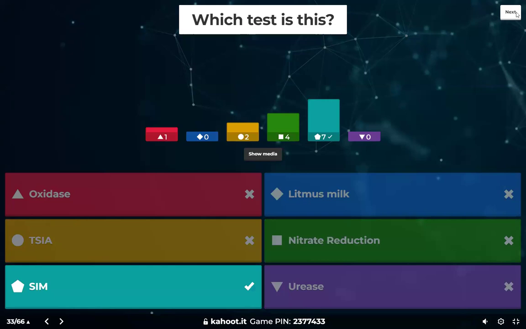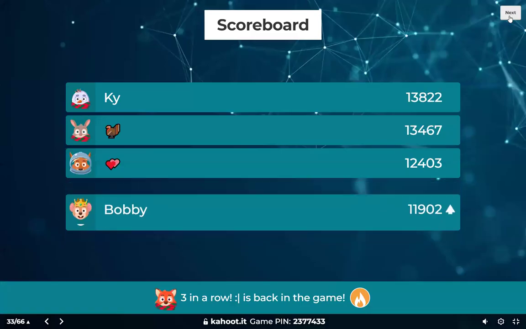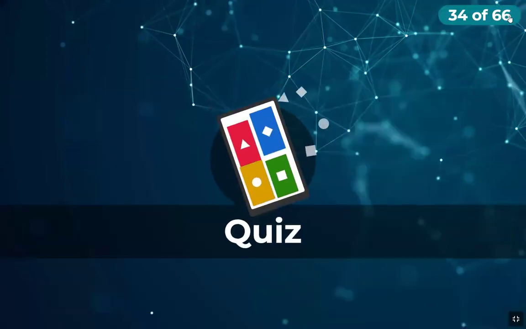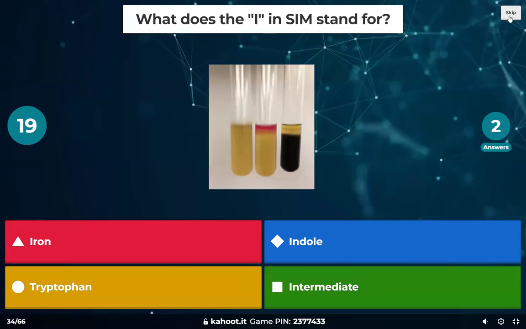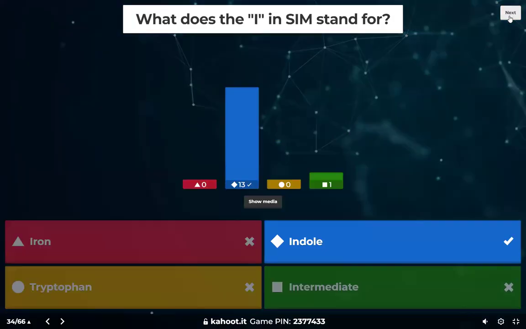All right, so this is the SIM test, sulfur indole motility. I think it's going to ask about... I'm pretty sure. Yeah. What does the I stand for in SIM? All right, so that's indole.